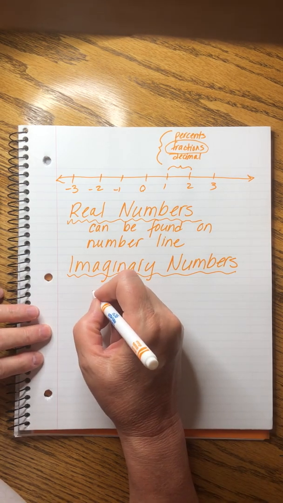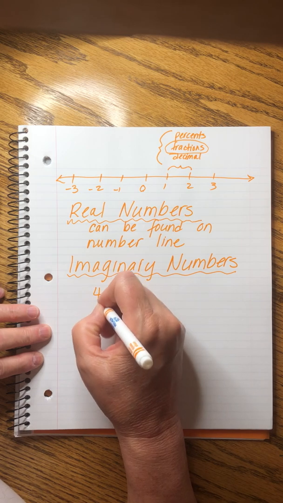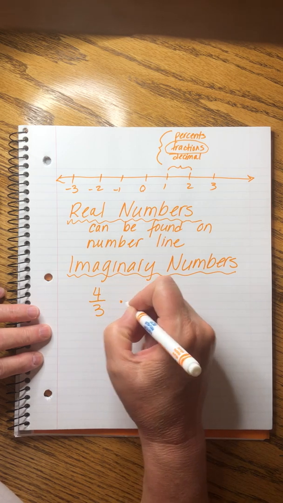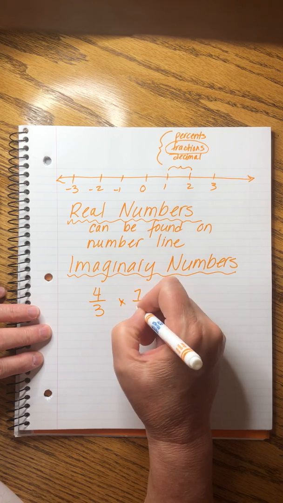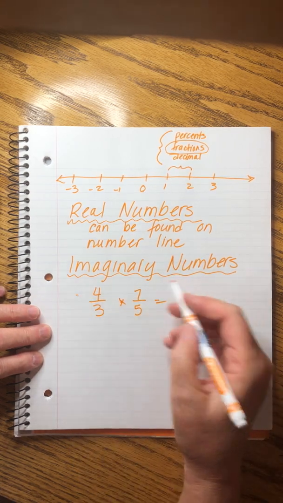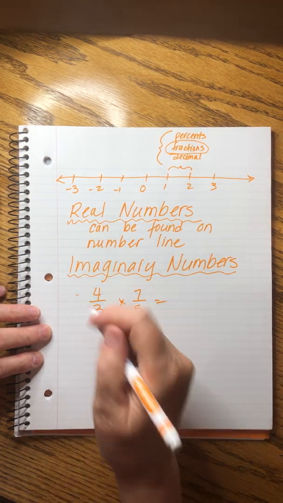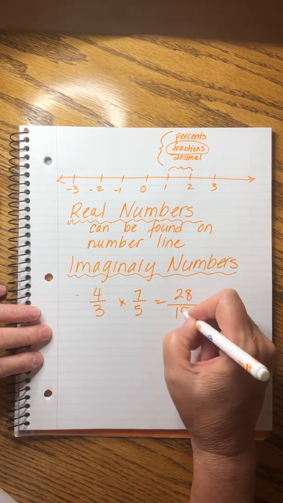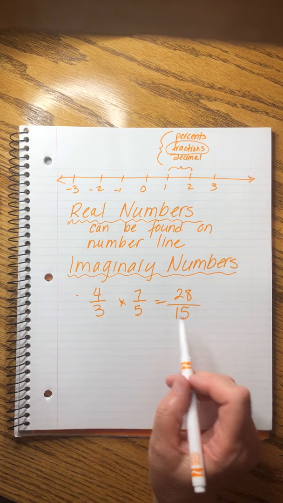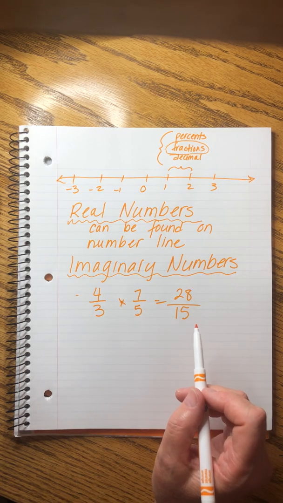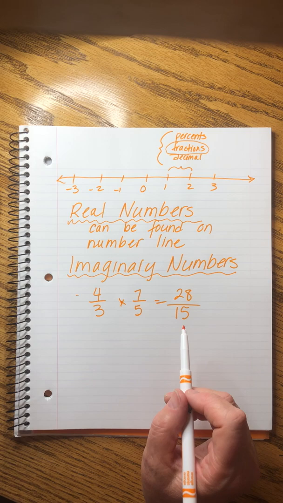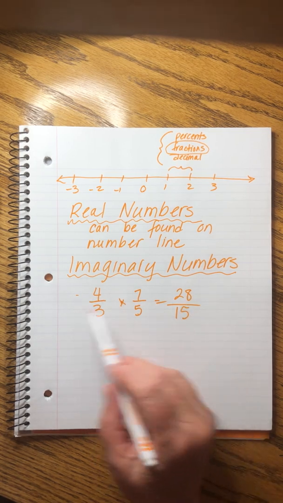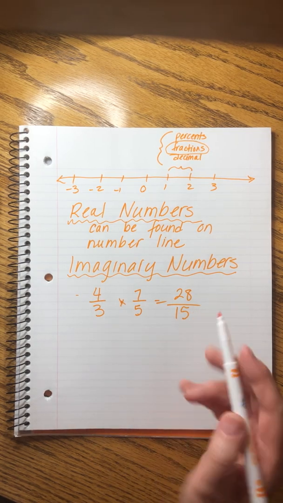When we multiply fractions, we multiply straight across the top, straight across the bottom. 4 times 7 is 28. 3 times 5 is 15, right? So it's easy. When we add and subtract fractions, we have to do that whole thing with making the denominators match. Not multiplying. It's a piece of cake. We just go straight across.